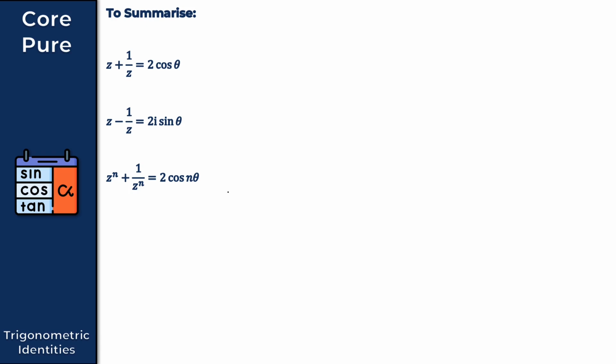Okay. And then finally here, the very last result is for z to the n minus 1 over z to the n, which in this case just gives us 2i sine n theta. And again, just notice that this result is very, very similar to what we obtained for z minus 1 over z, which just gave us 2i sine theta.